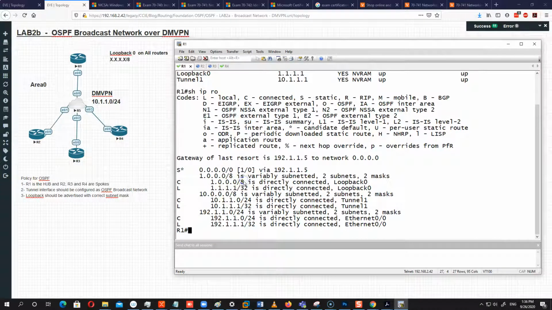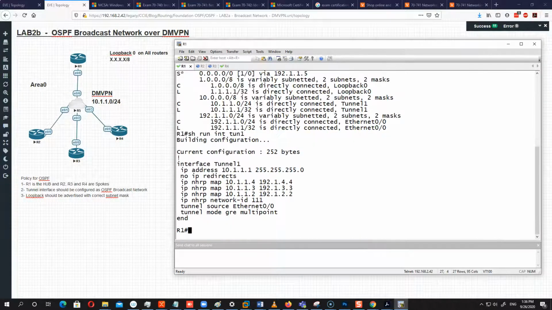Okay, so now if you look at the tunnel configuration, you will see that we have a static mapping of the remote spokes, right? So we have 4 to 4, 3 to 3, 2 to 2, and then I have the NHRP network ID itself. So if you are looking to learn about DMVPN, I have labs for DMVPN on my channel. You can go look at it. I hope that will help you out in understanding what's happening here.